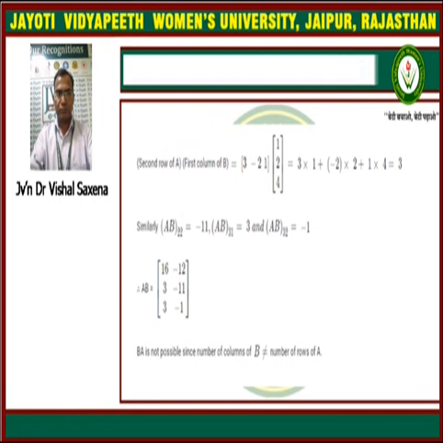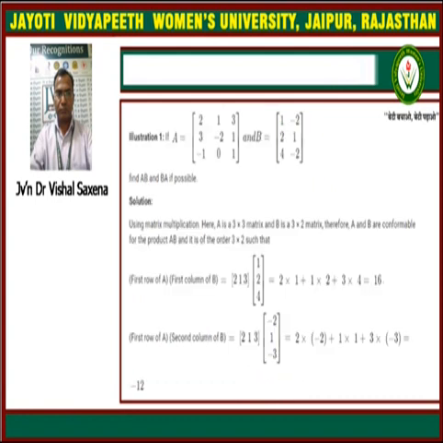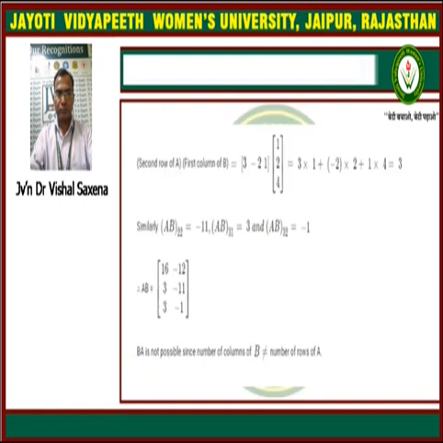So in this way we have to multiply the rows of matrix A by the columns of matrix B, and we have to write in the corresponding place. Like we can see here the 16 is the value of the element we have obtained by the first row of A and by the first column of B. So this 16 will come in the position of A11.